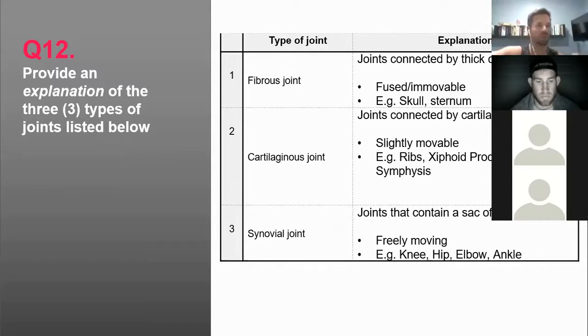The first 2 joints we don't really care that much about as trainers because we don't train them, we don't move them. The third joint is the most important joint for us as trainers. It's the synovial joint. These are the freely moving joints. They are covered in a sac of tissue, and inside the tissue contains synovial fluid. What the fluid does is allow the bones to glide nice and smooth on each other. So your hip, your elbow, your ankle, your knee, they're what we call synovial joints. They're freely moving joints, and they contain that fluid, which allows the bones to glide nice and easy on each other.